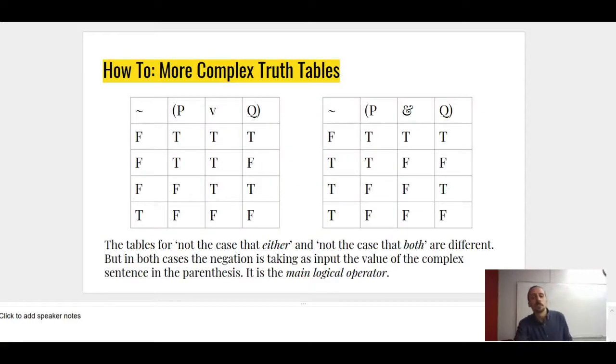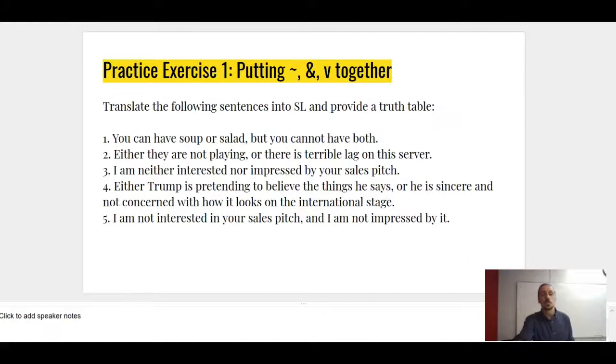So, one less, the conditional. Okay, so we're actually going to do the exercises here just to understand a little bit how complex sentences are going to work when we have many different sentential connectives. I'm going to define the actual syntax of SL a bit later. Right now, I just want us to get a little bit comfortable, start to know the symbols, understand how they work together. So let's start with: you can have soup or salad, but you cannot have both.